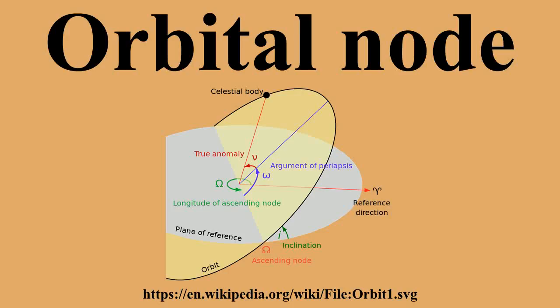In the case of objects outside the Solar System, the ascending node is the node where the orbiting secondary passes away from the observer, and the descending node is the node where it moves towards the observer.